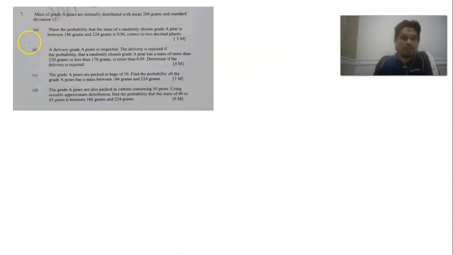Okay, for question 7, the last one here, the mass of grade A pears are normally distributed with mean of 200 gram and standard deviation of 12. Show that the probability that the mass of a randomly chosen grade A pear is between 186 and 224 gram is 0.86, correct to 2 decimal places.